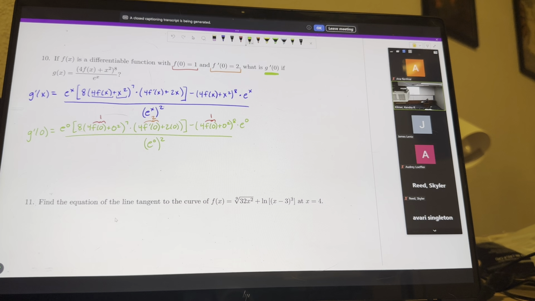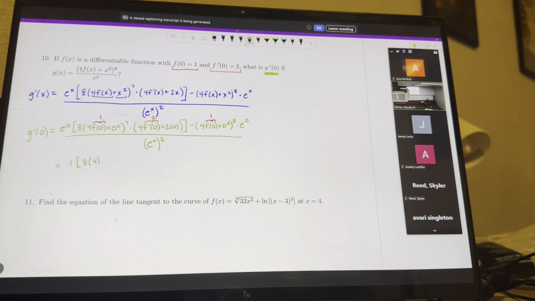Okay, so what does this become? So what's e to the 0? E to the 0 is just 1. So we have 1 times open square bracket, and we have this 8. To simplify what's inside these parentheses, 4 times 1 is 4 plus 0 squared. So 4 plus 0 is 4.